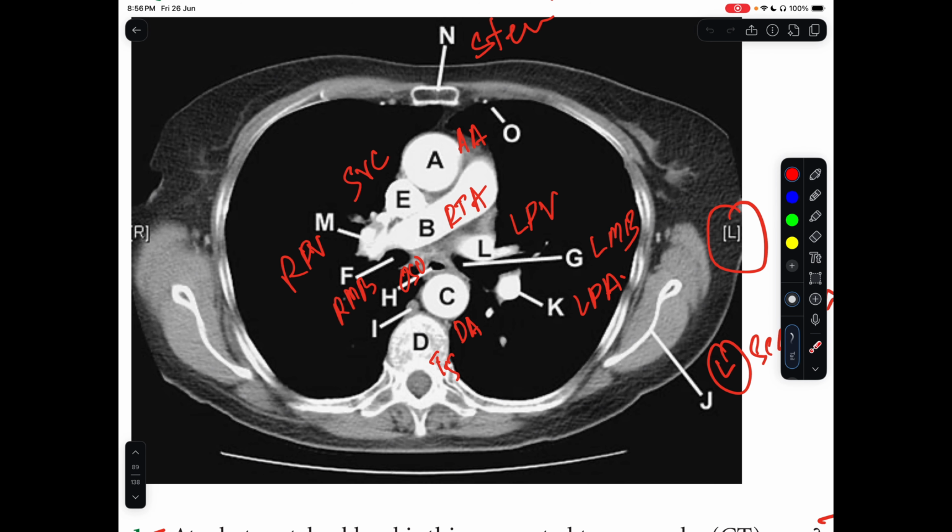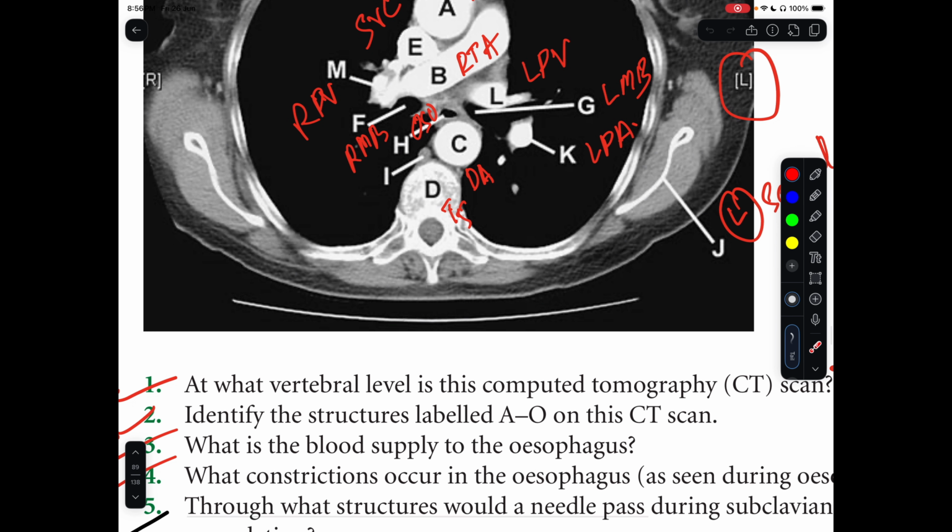So here is the azygous vein. Now this one is the descending aorta. Behind this, on the right side, is the azygous vein. So you are seeing it from below. Now what are the questions? Identify the structures. Then what is the blood supply of the esophagus?